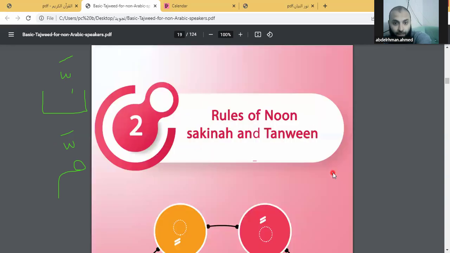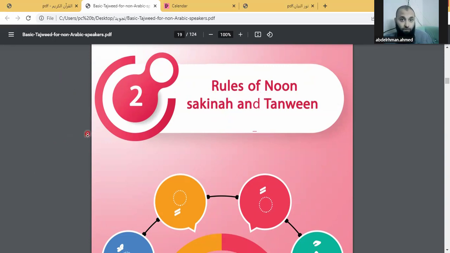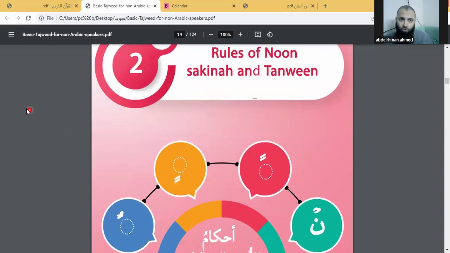Today we have a very important lesson: rules of noon sakinah and tanween. So if I have noon sukun or tanween, what's noon sukun? Noon sakinah: noon has a sukun sign, and we know the sukun sign is like a little small ha. And we know tanween is double fatha, double kasra, or double dhamma, like this in the Quran.